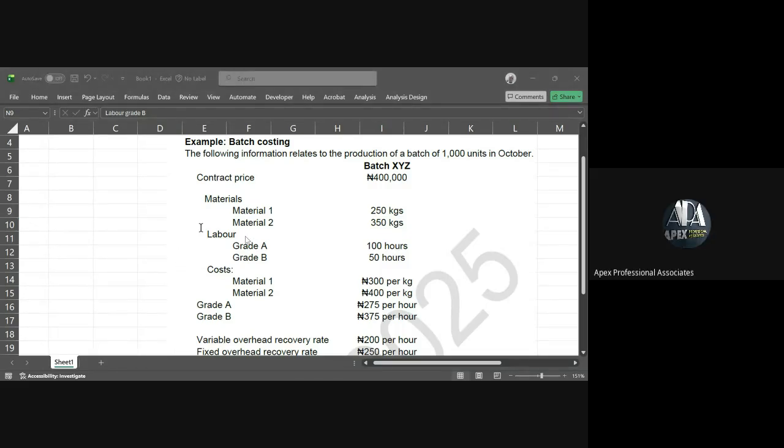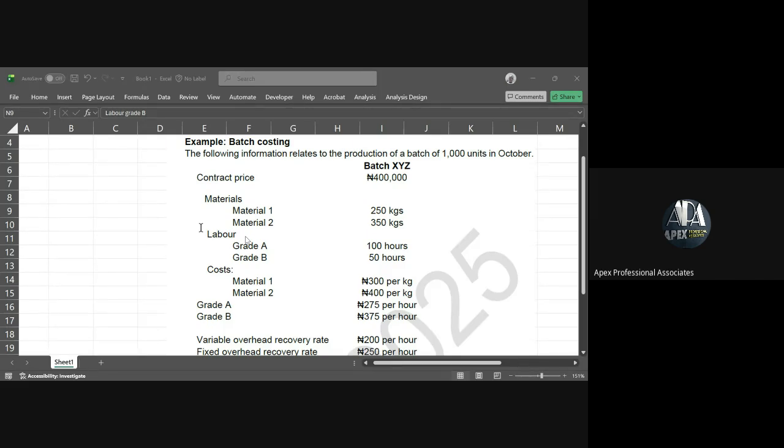All right, so let us read the information there. It says the following relates to the production of the batch of 1,000 units in October. We are producing batch XYZ. That is the batch of items we're producing. The price of the contract we have received to produce this item is 400,000 naira, and we need 2 materials to produce it, and 2 grades of labor. Are you with me? Now, the contract price for the particular batch is 400,000.